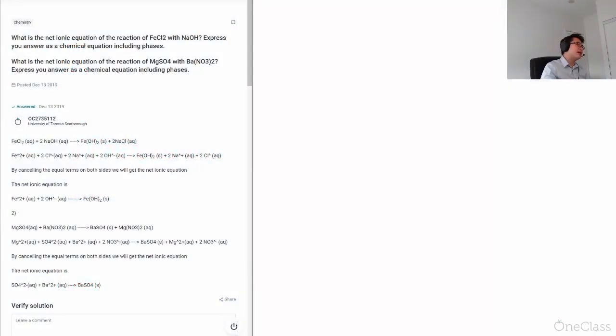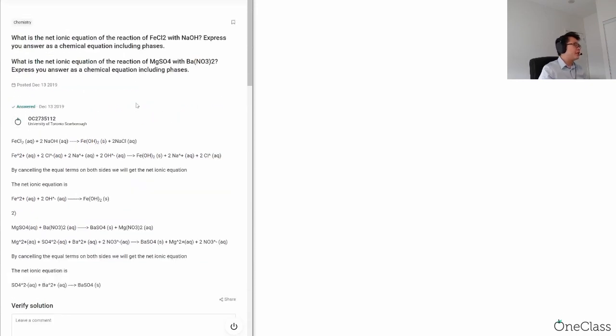The question will be: what is the net ionic equation for the reaction between iron chloride with sodium hydroxide? Express your answer as a chemical reaction including phase. Okay, what is the net ionic equation for part 2, magnesium sulfate and barium nitrate? Express your answer as a chemical reaction including phase.